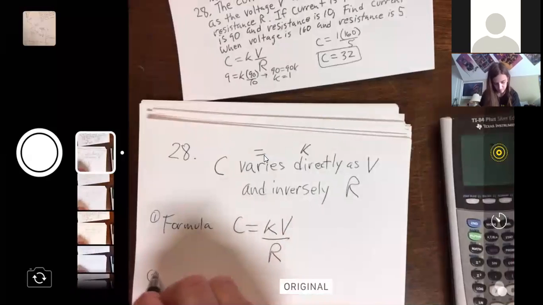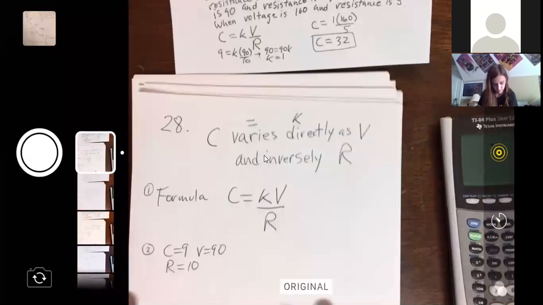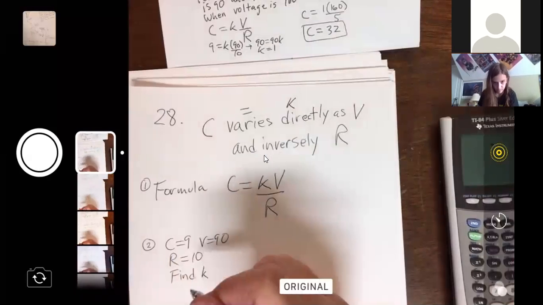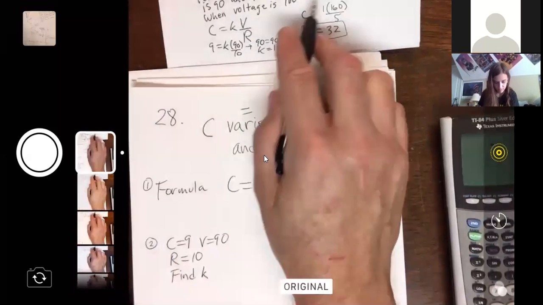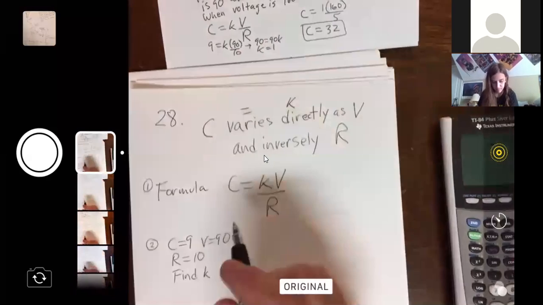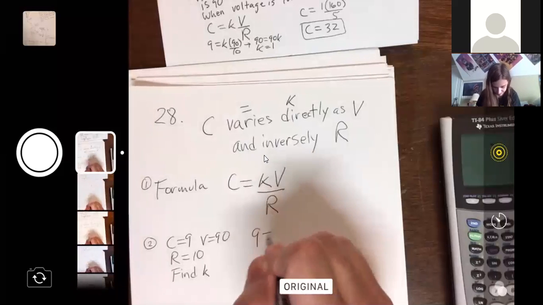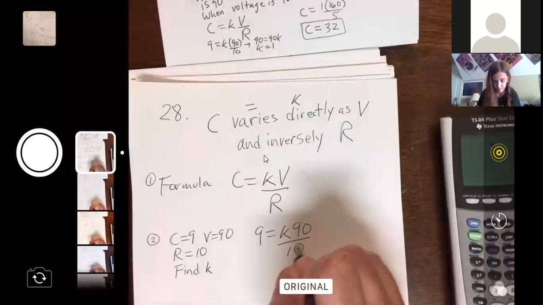In step 2, they tell you C is 9, V equals 90, R equals 10. So that's enough info to find K, even though they didn't directly tell you to find K. I copied this straight out of the book. But that'll allow you to find K, and then we can plug in the bottom numbers and ultimately answer their question. Are we going too fast? No, this is good. So 9 for the C equals K, 90 for the V, 10 for the R.